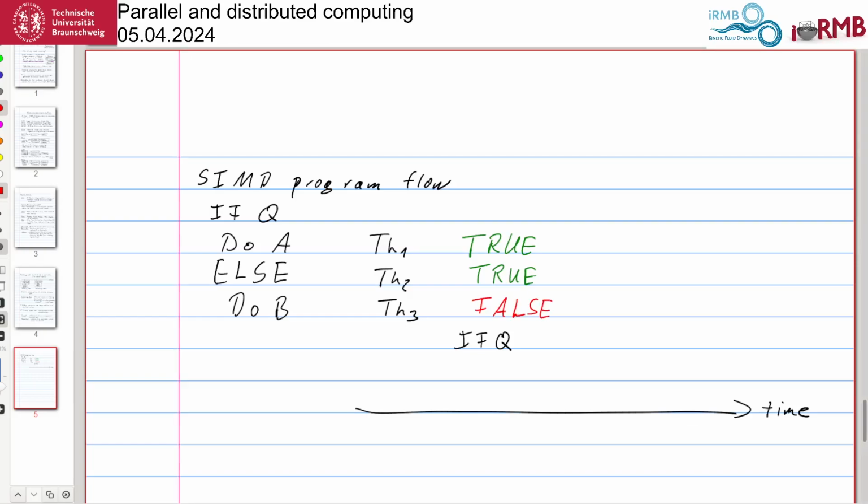So this would mean that threads 1 and 2 would have to do A, and thread 3 has to do B. Right? So how does it work in this? We'll have here do A, then we would have an else, and they do B.